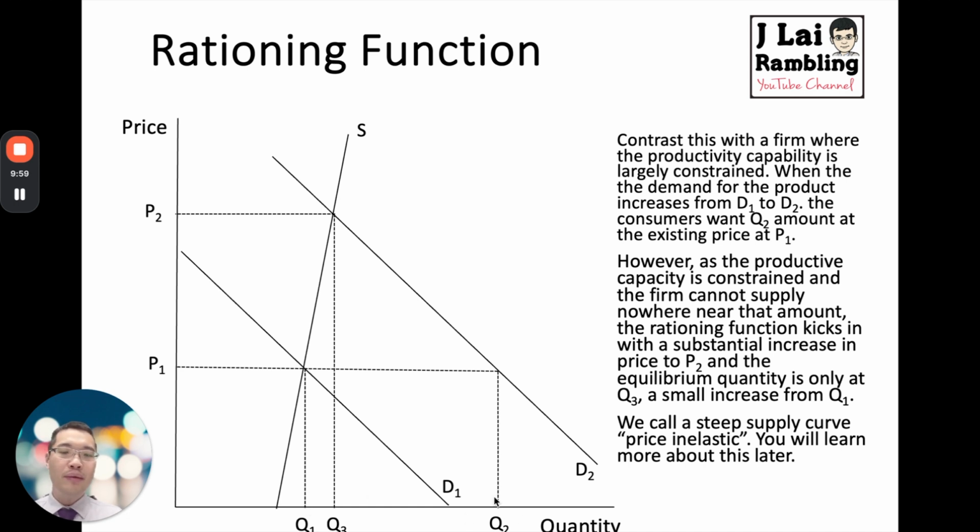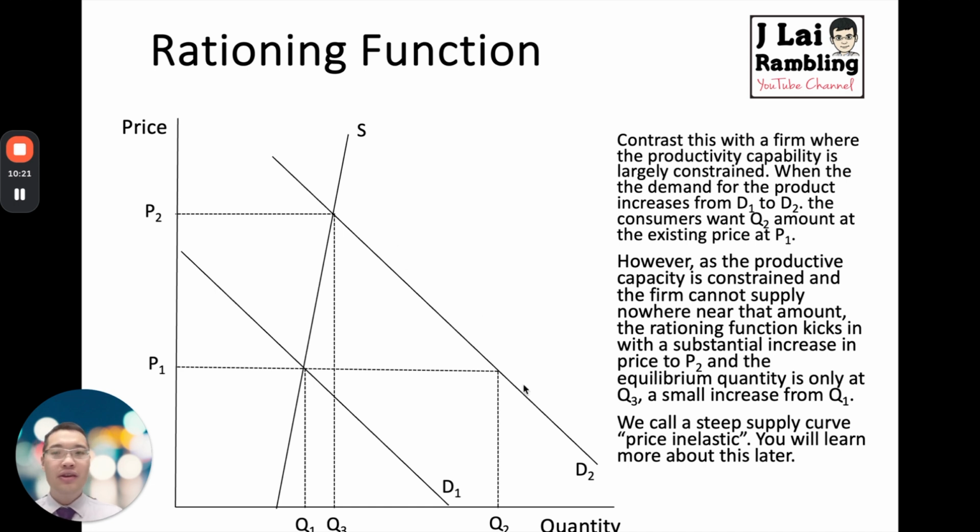You want it all the way up to Q2? Sorry, you cannot have Q2. You can only have Q3, which is a little bit more than Q1, and you have to pay a much higher price than that. If you think about it, by increasing the price substantially, okay, it is actually passing a signal to the consumers, telling them to leave the market.